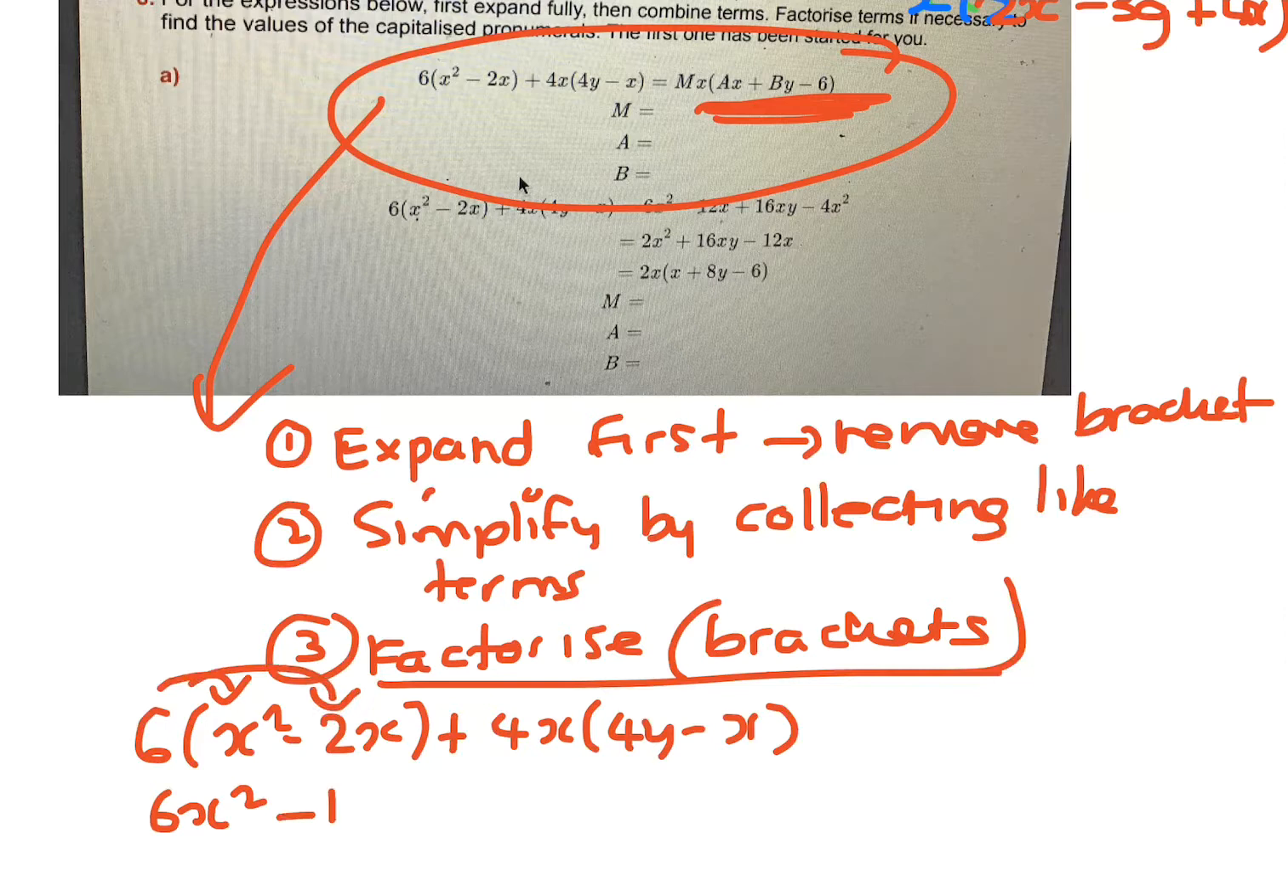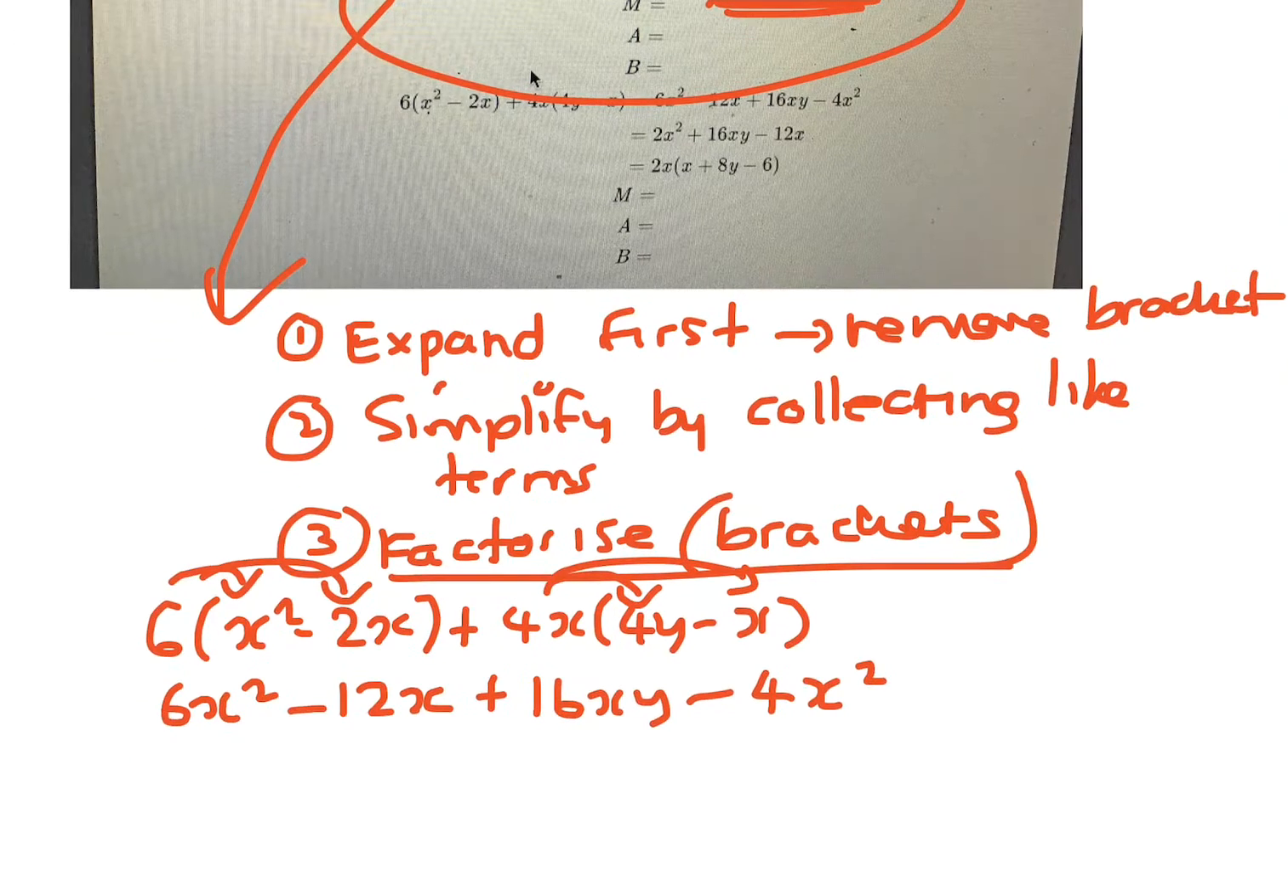6 times 2 is 12, and then the x. 4x times 4y is 16xy. 4x times x is 4, and then x times x is x squared. Okay, let's just get any like terms together now. So 6x squared, any like terms? Here we've got minus 4x squared. Minus x, nope. And then we've got the last one, minus 6xy, nothing else is like. 6x squared minus 4x squared is plus 2x squared.